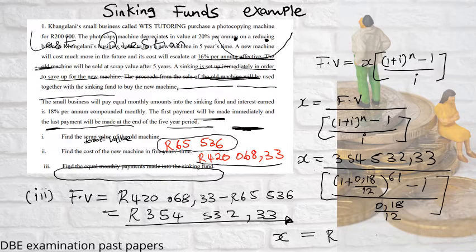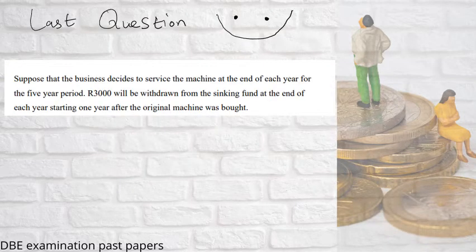Okay, so our monthly payments must be 3,593.55. It means at the end of every month, this company needs to be paying 3,593.55 into their sinking fund in order to meet this future value, so that they can purchase the new machine after 5 years. All right. Okay, great stuff.